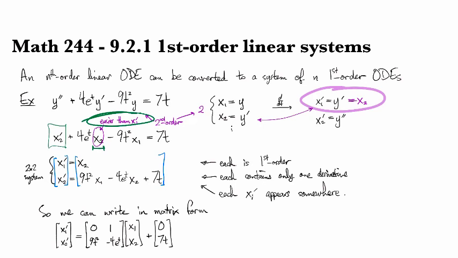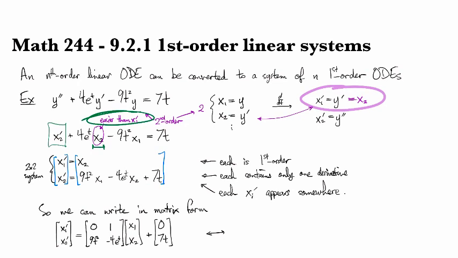Okay, so now we've got this in matrix form, and so in general, this is going to look like x prime equals Ax plus b. And so I use these, this is like blackboard bold or whatever this is.